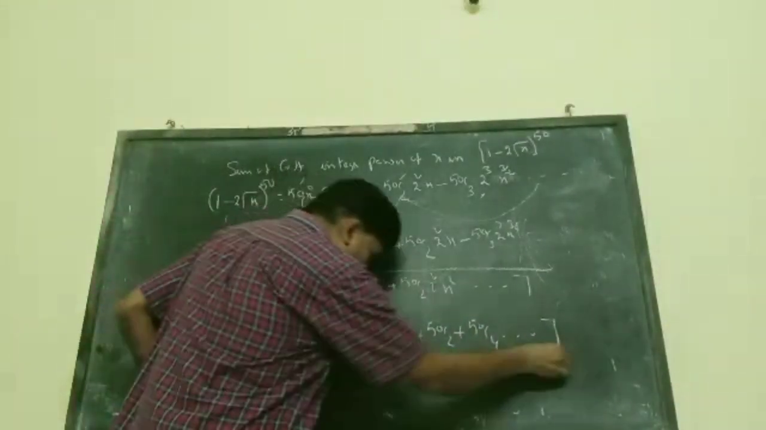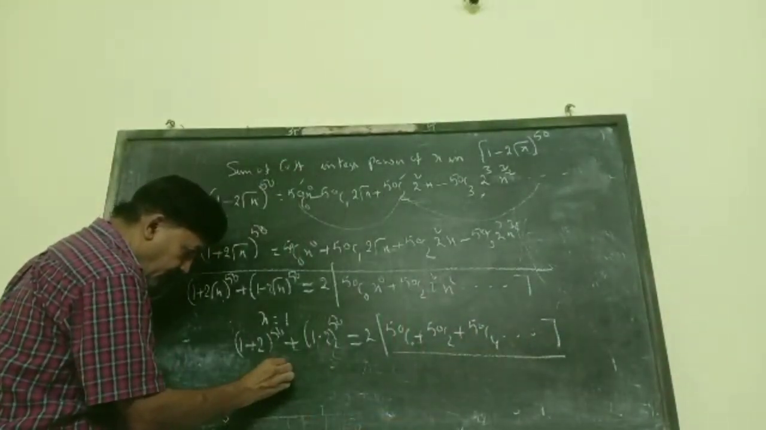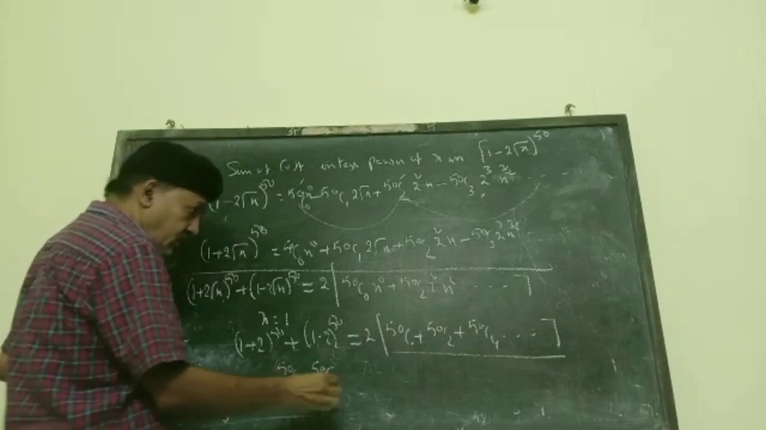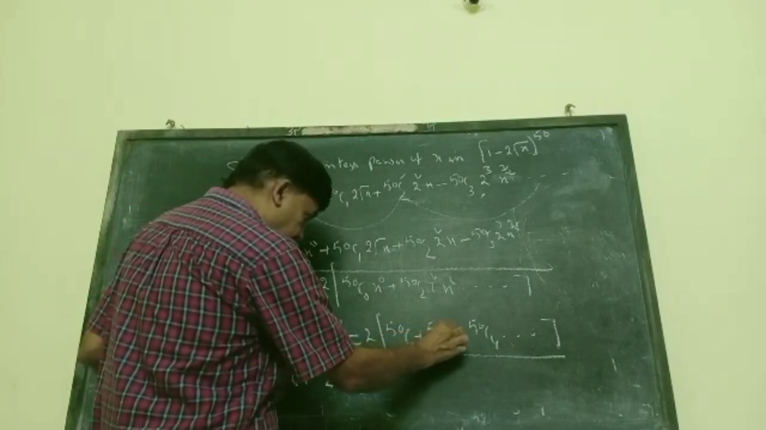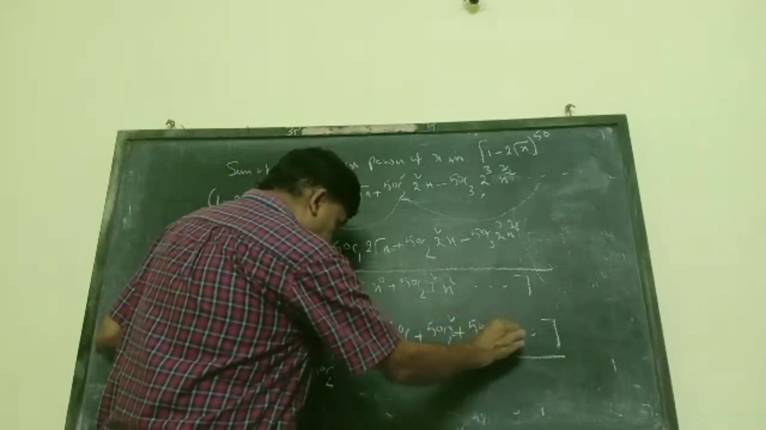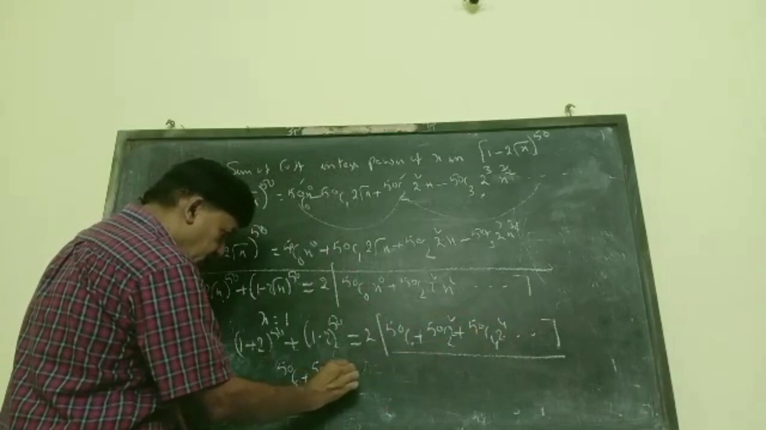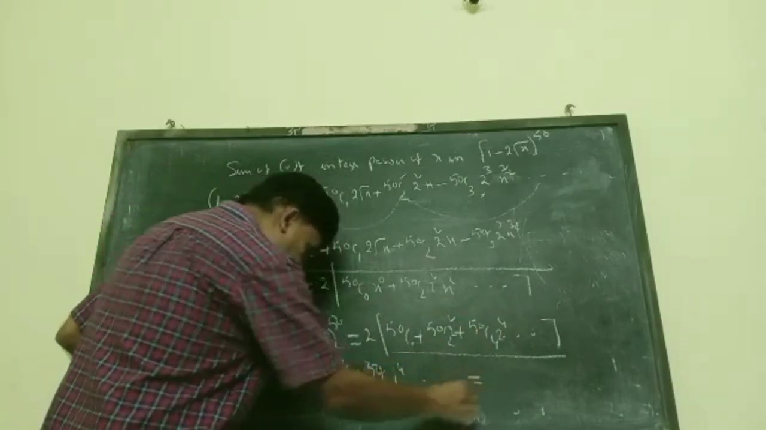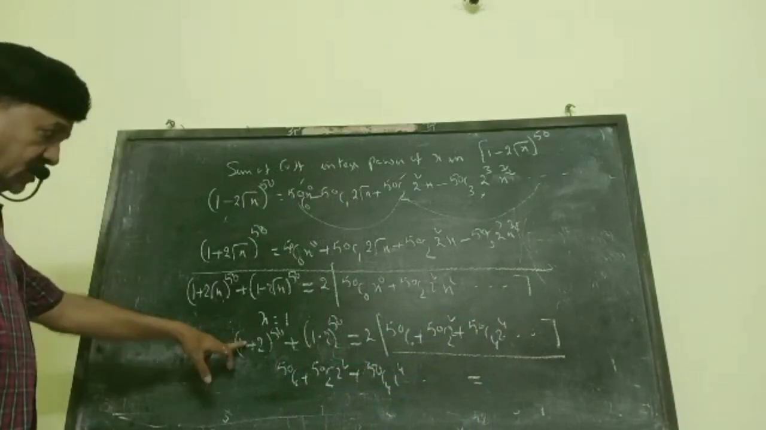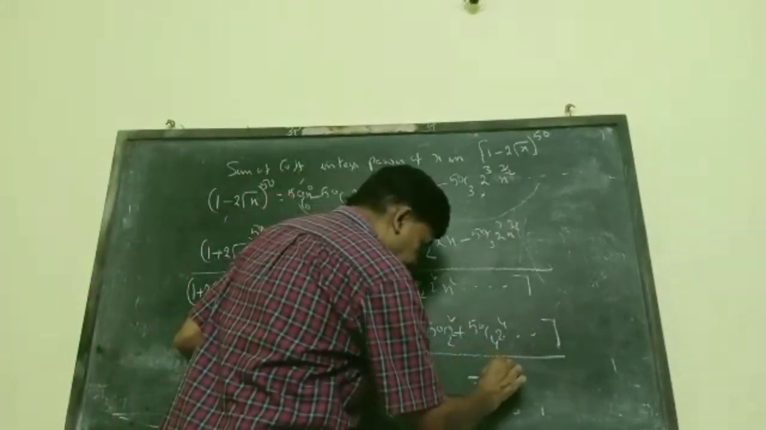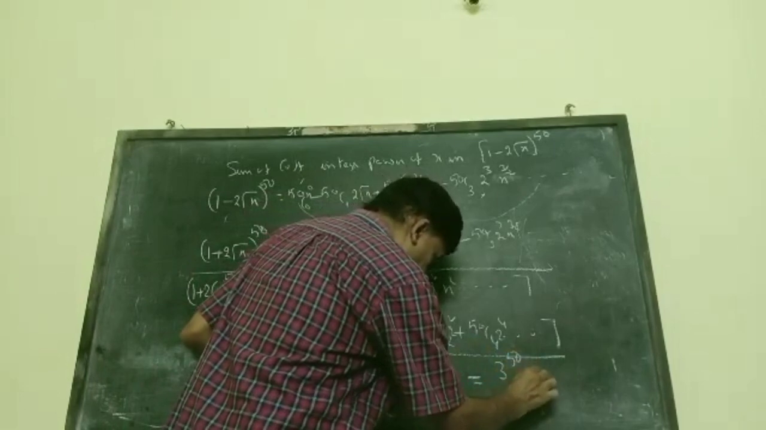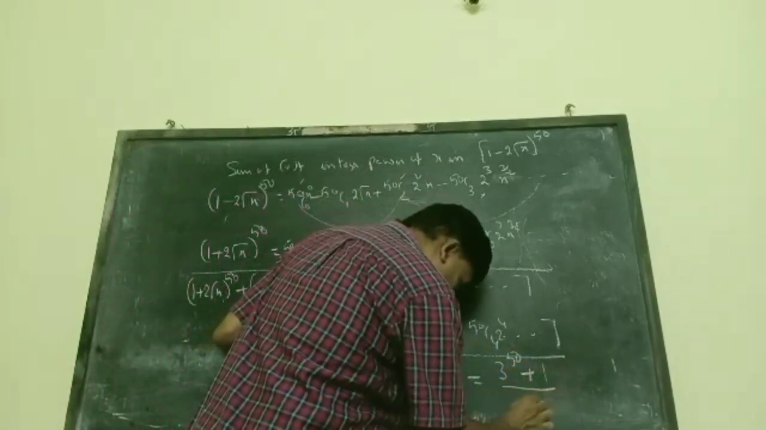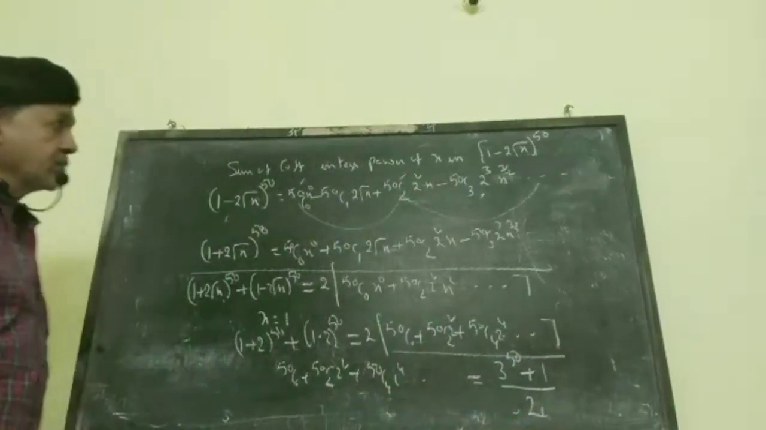So what is the value of this? 50C0 plus 50C2 into 2 square. This is 2 power 4. 50C4 into 2 power 4 is equal to this: 3 power 50 plus (minus 1) whole power 50, which is 1, by 2.